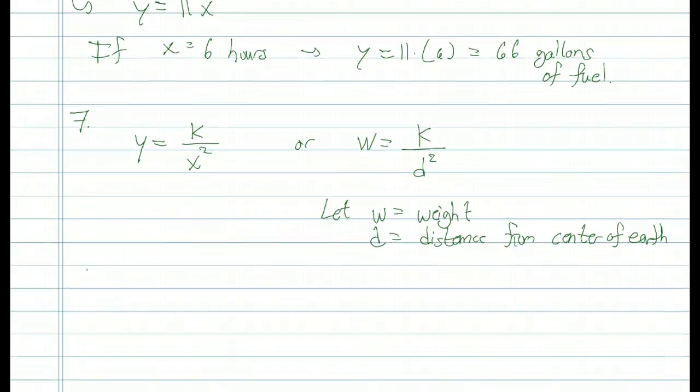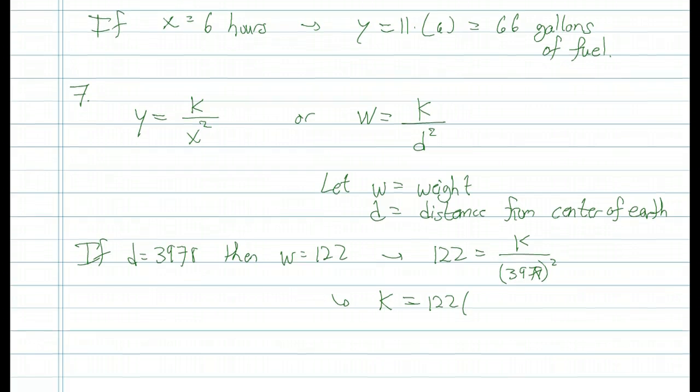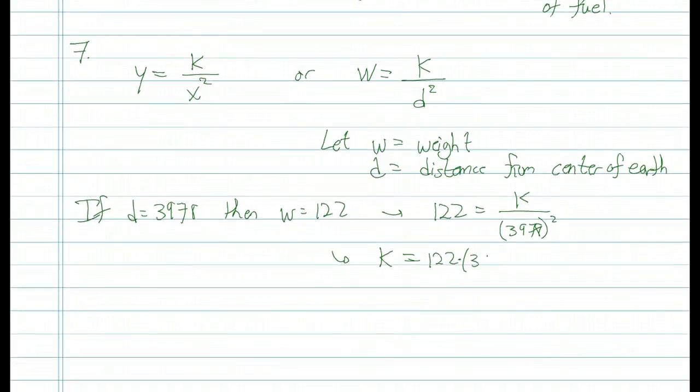Now we're given in the problem that if D, the distance from the center of the Earth, is 3,978 miles, you're on the surface of the Earth, then your weight, the astronaut's weight, is 122 pounds. So plug that into the formula. 122 is equal to K over 3,978 squared. To solve for K, we're going to multiply both sides by this quantity, or cross multiply, and you get K is equal to 122 times 3,978 squared.